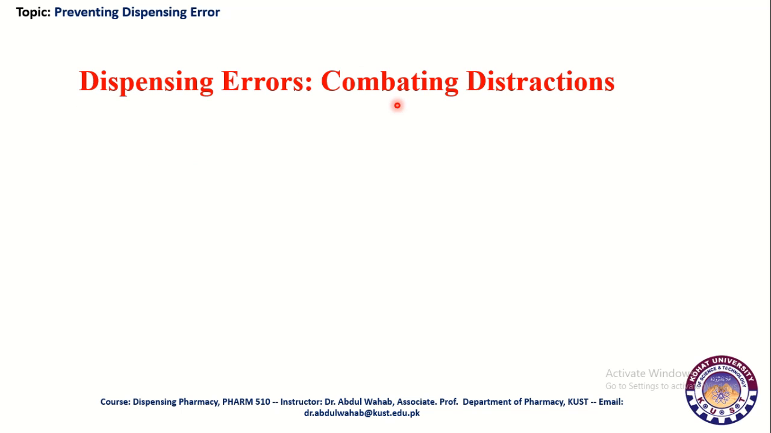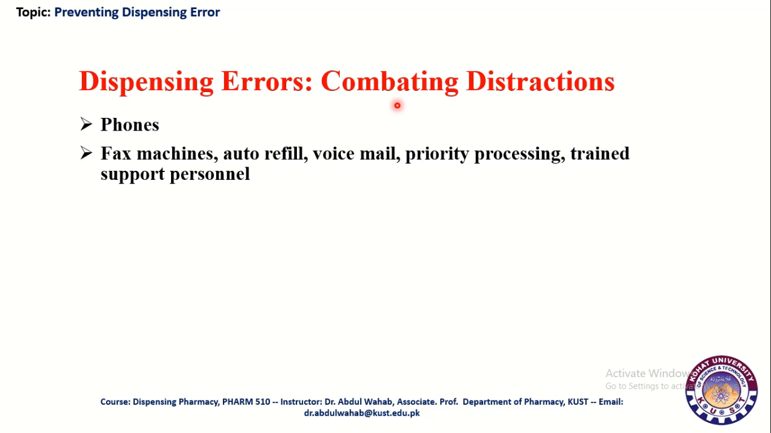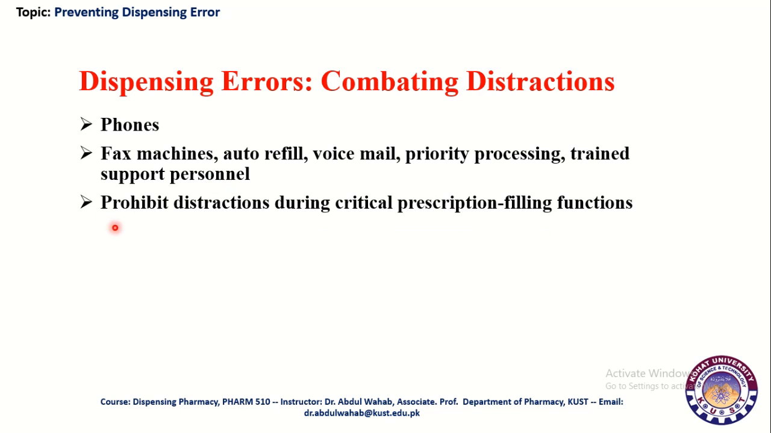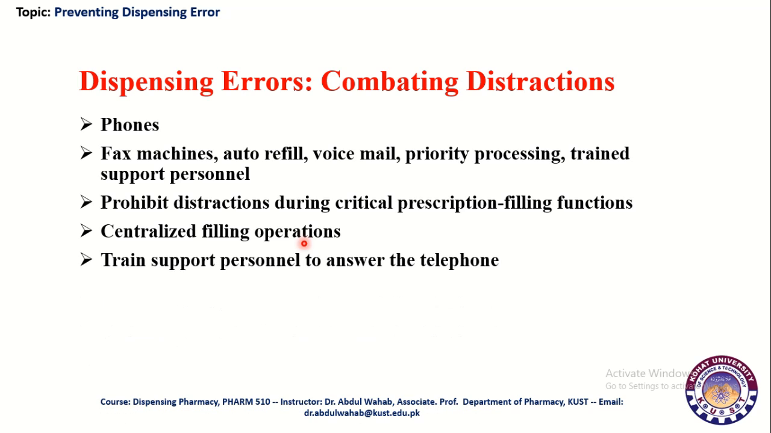Dispensing error, combating distractions: phones, fax machine, auto refill, voicemail, priority processing, trained support personnel. Prohibit distraction during critical prescription filling functions. Centralize filling operation. Trained support personnel to answer the telephone. So if you want to combat distraction during dispensing, these are the different factors on which we should have control.